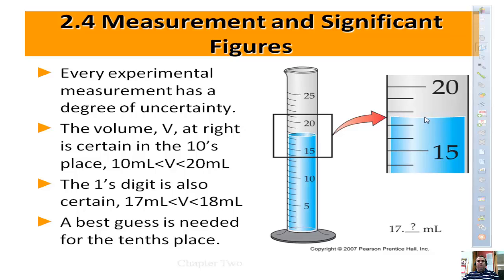So if I'm looking here, somebody might say it's 0.4. Somebody might say it's 0.5. Somebody else say it's 0.6. I don't think anyone would come out and say, hey, it's 0.9 or it's 0.0. Again, it's somewhere around that middle. So if I were guessing it, I would probably say about 17.5 milliliters. Remember what I said, read everything you know and add one estimated position. So we could definitely say we know it is at least 17, less than 18, and then I'm estimating that tenths position.